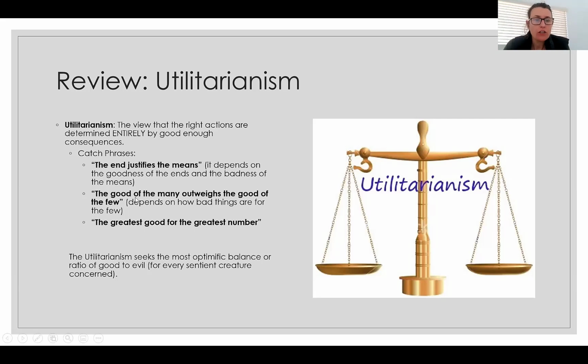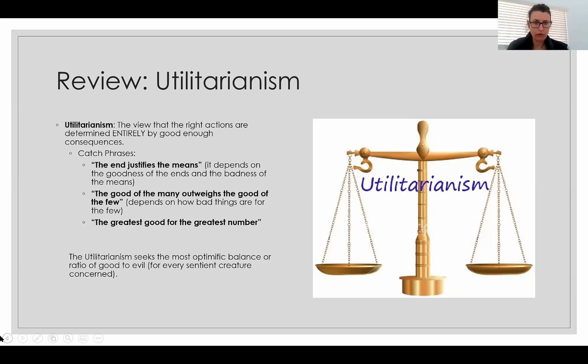So here's another: the good of the many outweighs the good of the few. Another catchphrase. And again, you have to be careful to define what these terms mean, but it depends on how bad the things are for the few. So the good of the many may outweigh the good of the few, depending on how good it is for the many and how bad it is for the few. Again, you're looking for the most optimific balance of pleasure to pain. The greatest good for the greatest number. That's another utilitarian slogan. Okay, so quick review of utilitarianism.